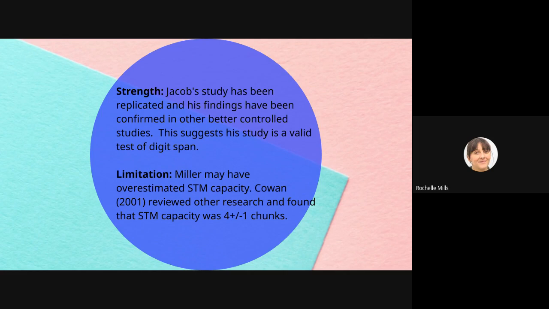But a limitation with regards to Miller: he might have overestimated the short-term memory capacity, because further research, such as this study by Cowan, who reviewed lots of research, found that the capacity of short-term memory was 4 plus or minus 1 chunks. So more recent research seems to question what Miller found, and suggests that the capacity of short-term memory is smaller than what Miller suggested.